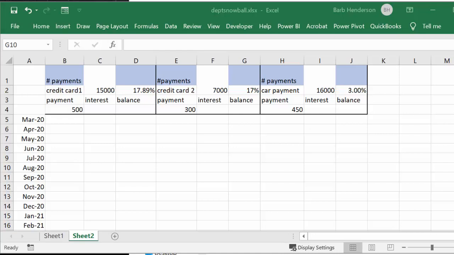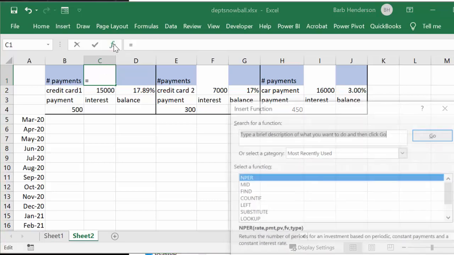Today I'm going to show you how to create a debt snowball calculator. The first thing I'm going to do is calculate how long it's going to take to pay off each of these outstanding balances that this person has. He has a credit card that he owes $15,000 on. The second credit card he owes $7,000 on, and the third amount he owes is $16,000 on a car loan. In the functions, there's an NPER, which is a number of periods calculation.